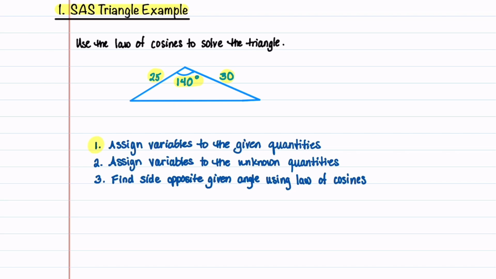The first step is to assign variables to the given quantities. We'll let our given angle be equal to capital A, and we'll set our two sides equal to b and c. We'll then assign variables to the unknown quantities. We'll let our side opposite angle A be little a, our angle opposite side b be capital B, and our angle opposite side c be capital C.